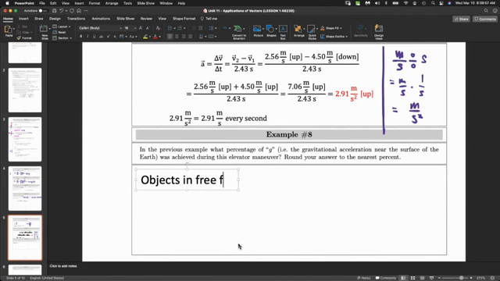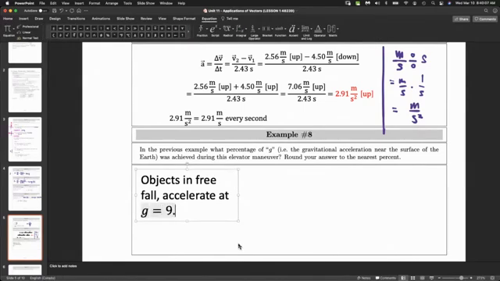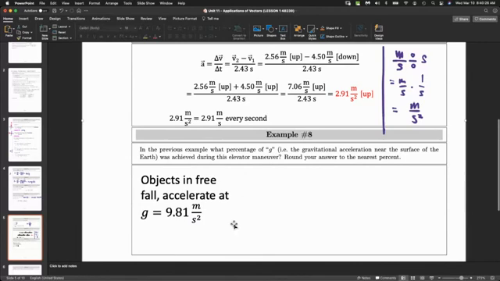Objects in free fall accelerate at g equals 9.81 meters per second squared. And this is on the Earth, okay? This is in the Earth's atmosphere. Not on Mars, not on the moon. Different planets, different value for g. On the Earth, objects in free fall accelerate at that rate.